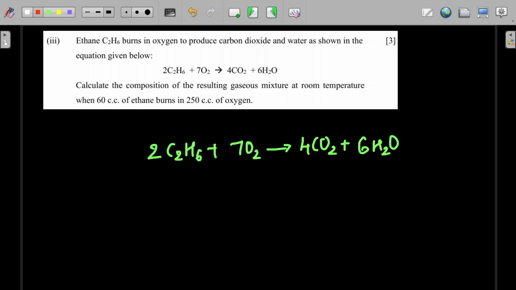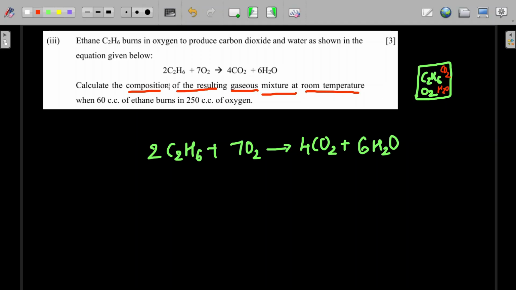Okay. See what they have asked here. Calculate the composition of the resulting gaseous mixture at room temperature. Correct? So now imagine, you have to understand this question first. This is one reactor. In this, we have ethane, C2H6, and oxygen. Right? So when both of them react, what we get? CO2 and H2O. So everything will be in this container only. Whatever product formed, that is also in this container only, CO2, H2O. But if there is something unreacted oxygen, that also will be remaining in this only. That is also a gas.